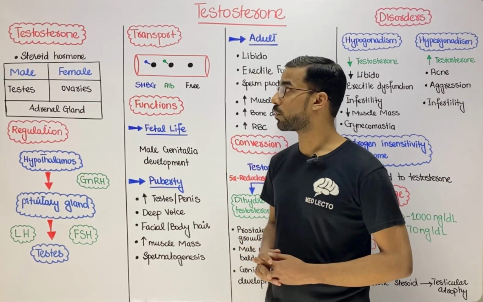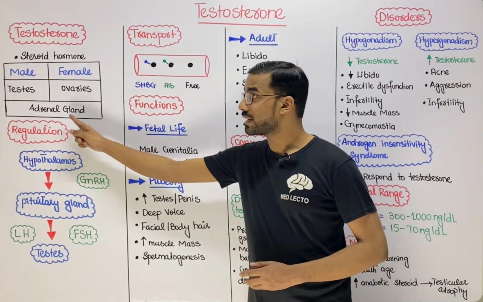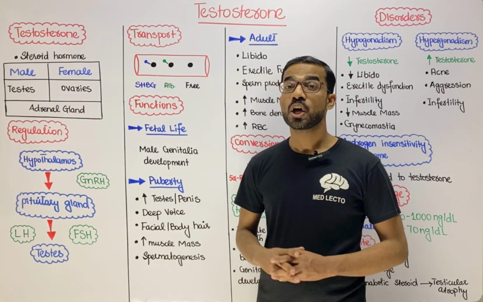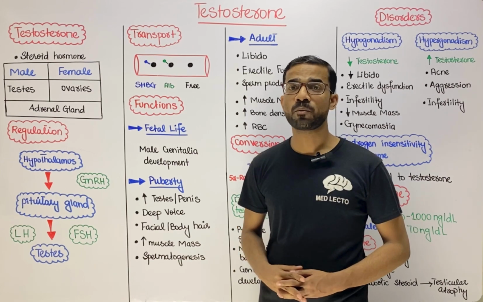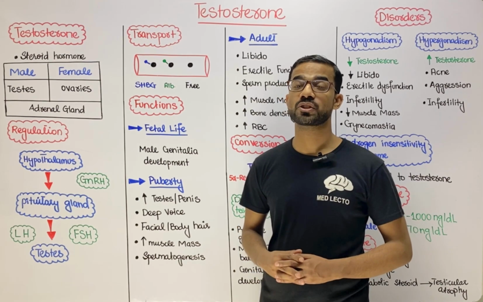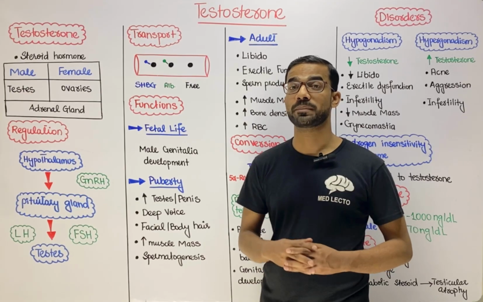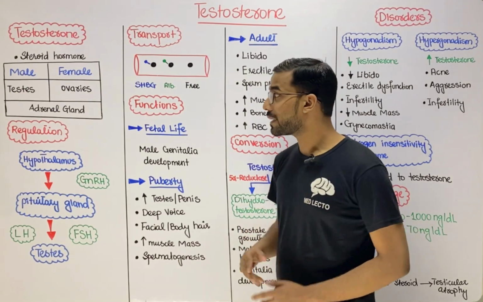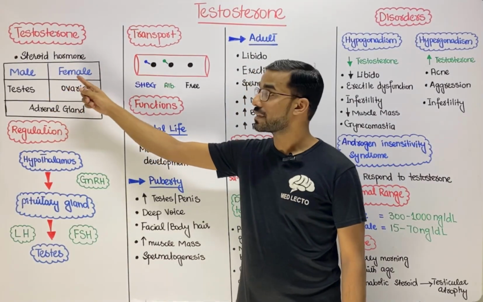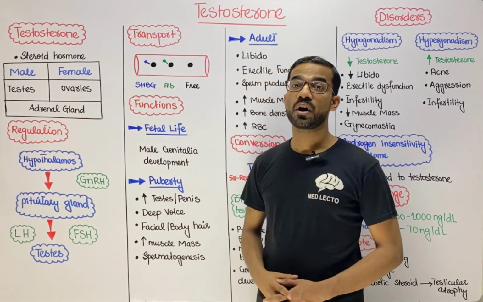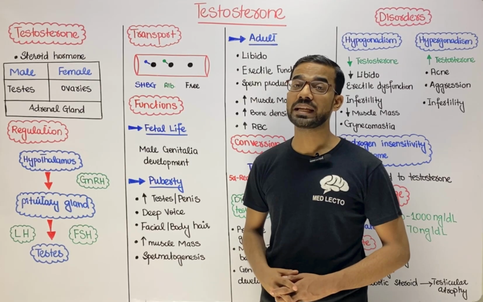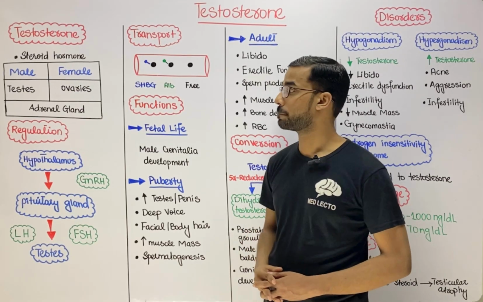Another important thing is the adrenal gland, which lies over the kidney. The adrenal gland is present in both male and female, so testosterone can also be produced from the adrenal gland in both. So the main source will be the testes in males and the ovaries in females. But the quantity of testosterone will be higher in the male as compared to the female.